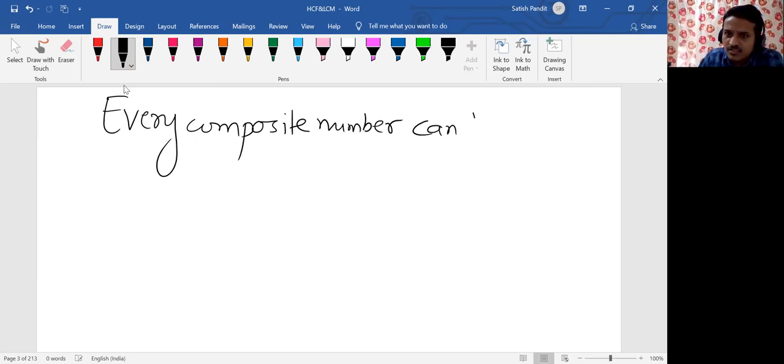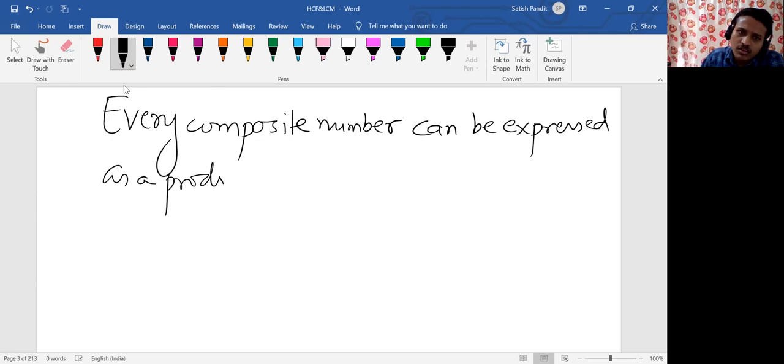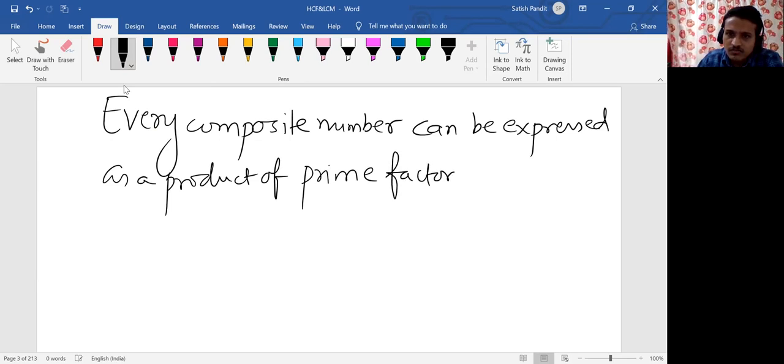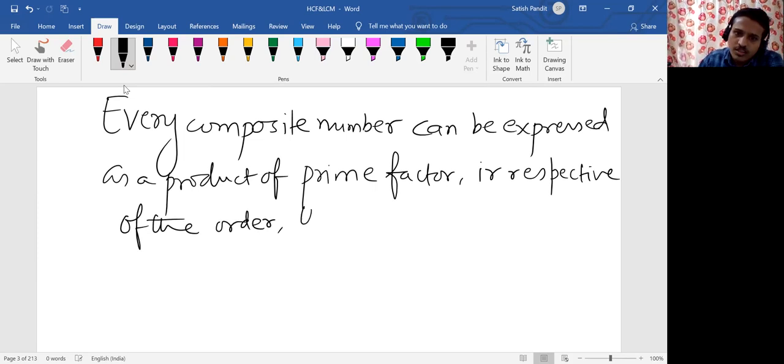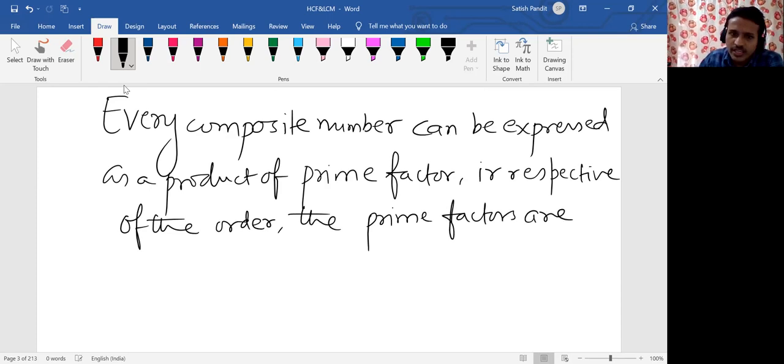can be expressed as a product of prime factors, irrespective of the order. The prime factors are unique.